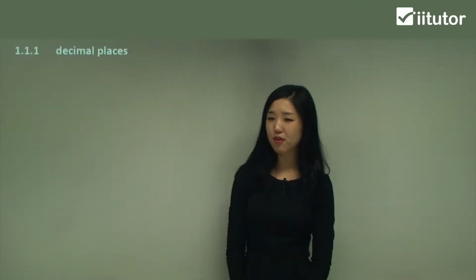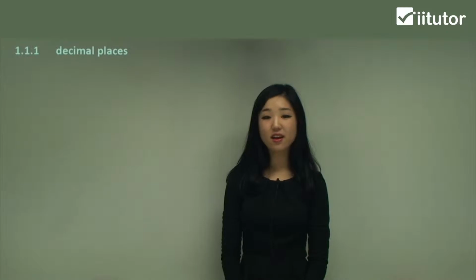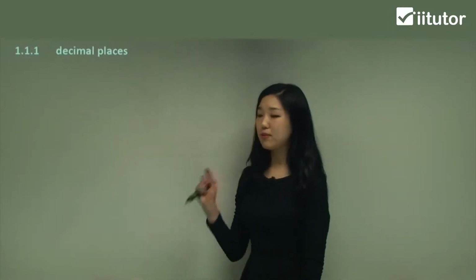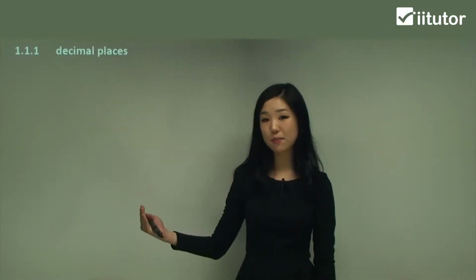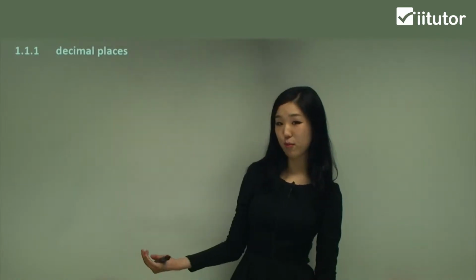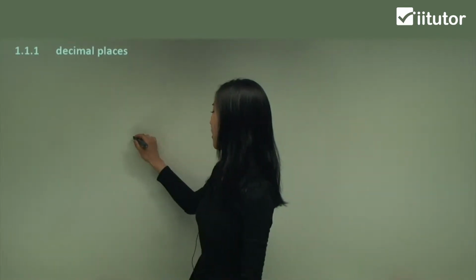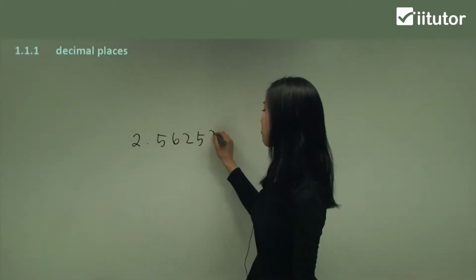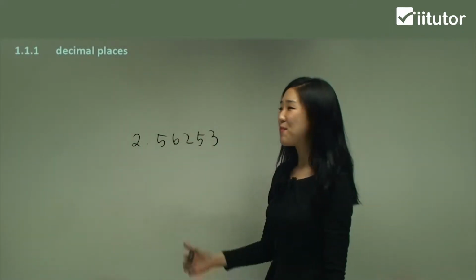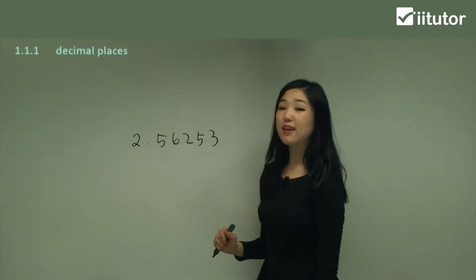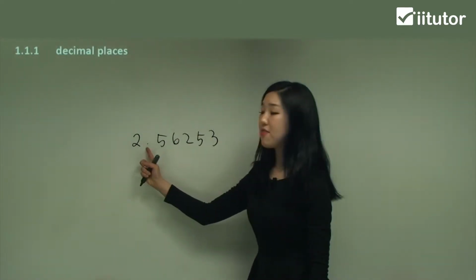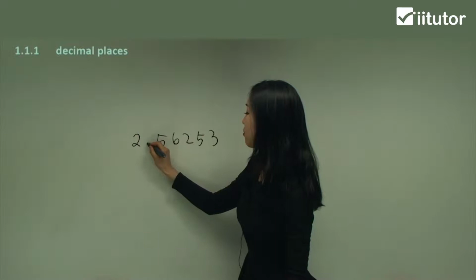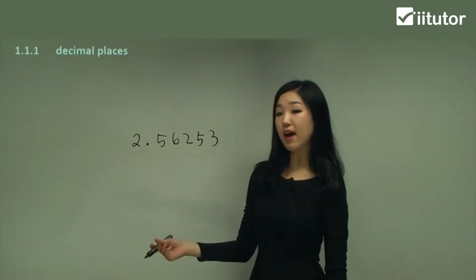Now, a lot of you may know already what decimal places are. For those who don't know, decimal places are the numbers occurring after the decimal point. So say, for example, if I have 2.56253, I just made that up. The number of decimal places is what we're going to be looking at after the decimal point. So that's the decimal point, and how many numbers are after that?